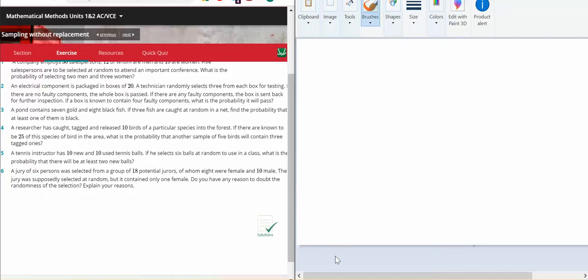For year 11 methods, we can look at exercise 11b, question 2 and question 5. Okay, so question 2, these are all without replacement questions, so it's hypergeometric distribution.